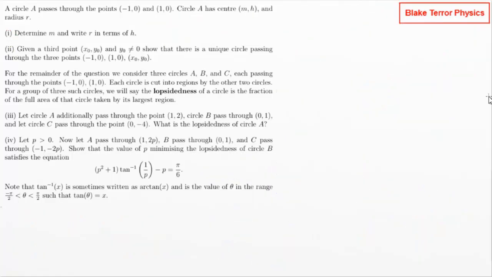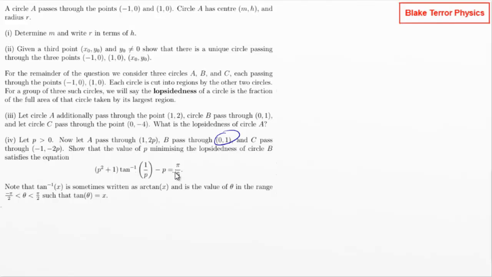Right, new sheet. Okay, so last part, part 4. Let P be greater than 0. Now let A pass through 1, 2P, B pass through 0, 1. So B hasn't changed. That's still the same bit. C pass through minus 1, minus 2P. So it's the opposite of A.